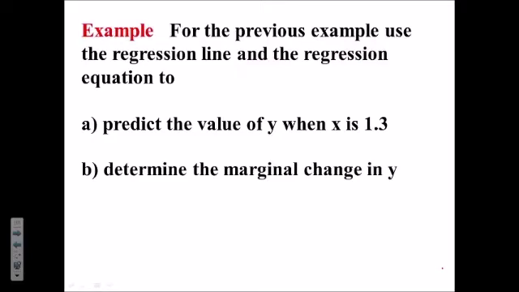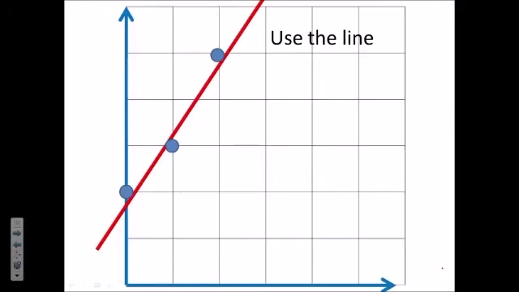For the previous example, we want to use the regression line and the regression equation to do two things. Predict the value of y, the response variable, when the explanatory variable has a value of 1.3. And also we want to determine the marginal change in y. We'll do this two ways. First, we'll just use the line to do this.